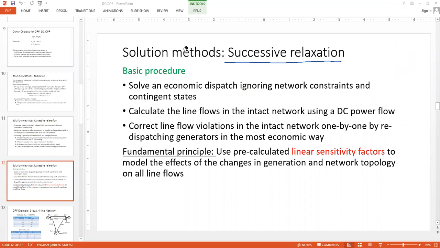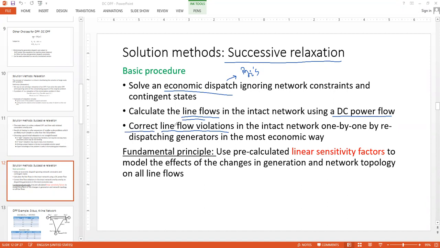Okay, so after the first step, once we get the ELD, it will give me the PGi's. Once we get the PGi's of each of the generating units present in my network, then I will be able to solve the line flows using the DC power flow equations. And once I get the line flows, I can check for the line flow violations. If there are any line flow violations, then I will have to correct them.